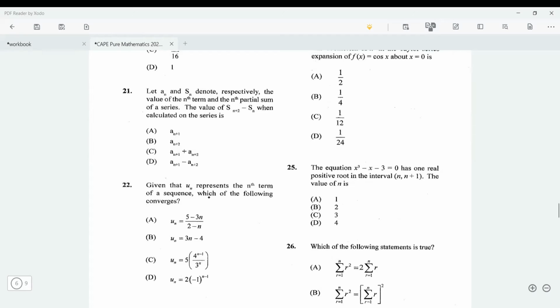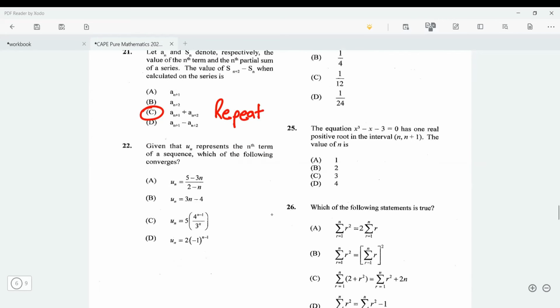Question 21. Find the value of this right here. I know this is a repeat. Can't remember which one it is. I know it is an plus 1 and an plus 2. Yeah, option C. I know that's a big repeat, man. I'm not very familiar with the repeat answers because there are so many papers, but I know that one is a definite repeat.